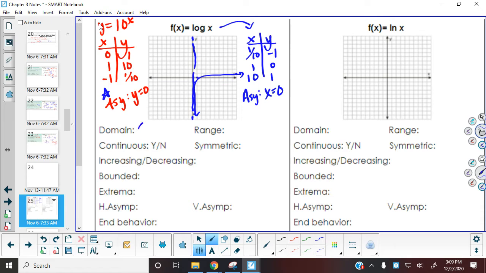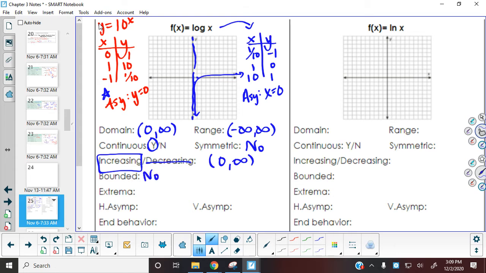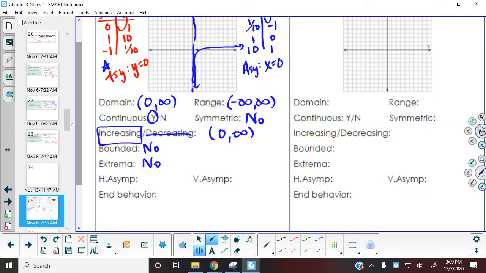So if we look, our domain is from 0 to infinity. Our range is going to be -infinity to +infinity, even though it is growing slowly, it still is growing. It is continuous. It is not symmetric. As far as increasing and decreasing is concerned, it is increasing from 0 to infinity. Again, it's increasing slowly, but it is. It's not bounded. It doesn't have any maxes or mins. The horizontal asymptote, you actually have none, but the vertical asymptote is x equals 0.